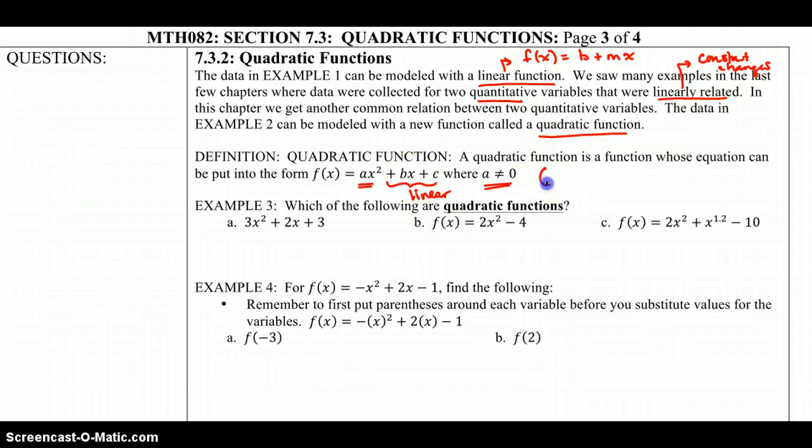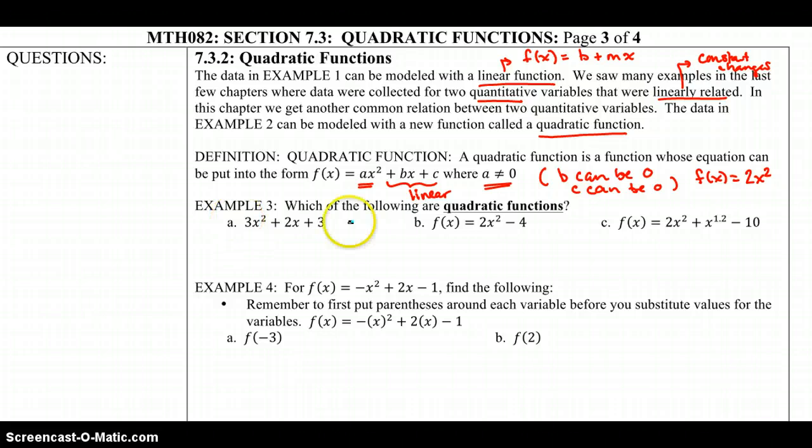So b can be 0 and c can be 0. We could have f of x equals 2x squared, and it would be perfectly fine, because we have to have the x squared term. The x terms and constant terms are optional, whether they're there or not.